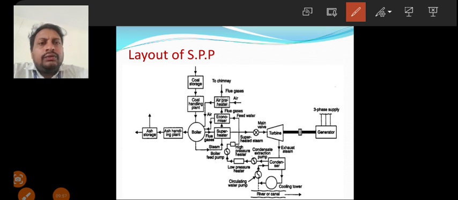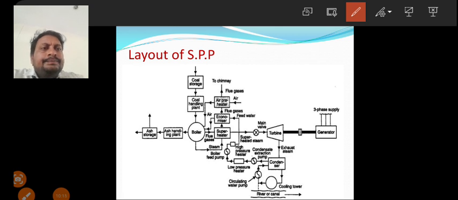Before that, we need to filter out any dust particles, so we are using filters and dust collectors also. After that, the flue gases go to the atmosphere with the help of the chimney. So this is the air and flue gases circuit.